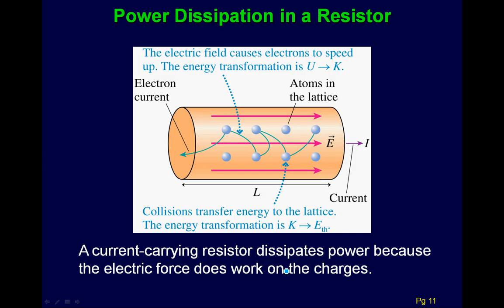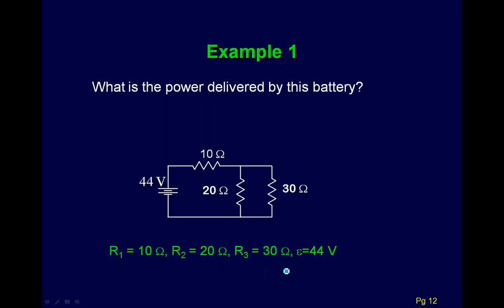And here's just a little picture of how this works, power dissipation in a resistor. So basically as the electrons are going through and bouncing off of stuff, they're adding up heat. The electric field causes electrons to speed up. The energy transformation is potential to kinetic, and the collisions transfer energy to the lattice of the wire. So as the electrons are going through and rubbing against these atoms, it'll heat up. If you actually feel a wire that has a current going through it, it will start to heat up due to this friction.